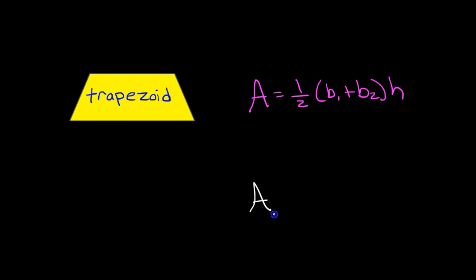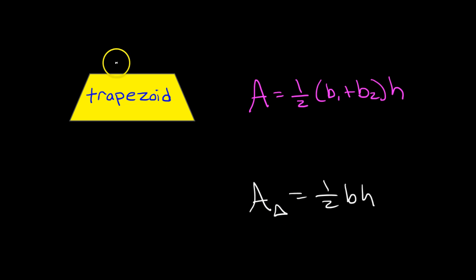This is the trapezoid. If we want to find the area of the trapezoid, the formula is 1/2 base 1 plus base 2 times height. This is similar to the area of a triangle, which is just 1/2 base times height. Okay, that's for a triangle.